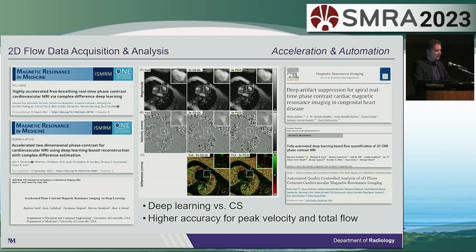So maybe let's start with 2D phase contrast imaging, or 2D flow imaging. There's actually a large body of work out there now trying to, number one, accelerate 2D flow imaging, but on the other hand, also looking at improving and automating, in particular, the image analysis. This is an example of one of these papers here on the right, and they used a deep learning technique to reconstruct 4D flow data and compared it to compressed sensing. So this is really an alternative way of reconstructing subsampled data but using AI instead of compressed sensing.